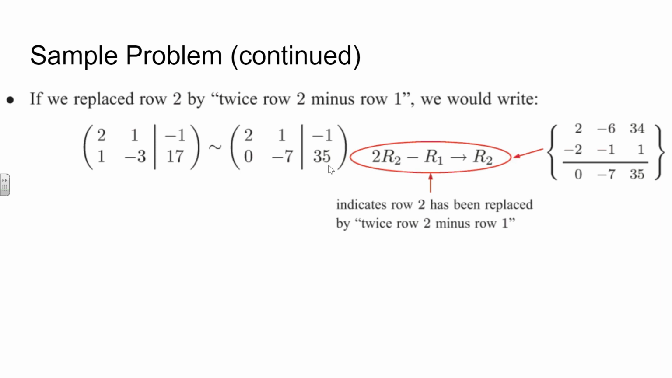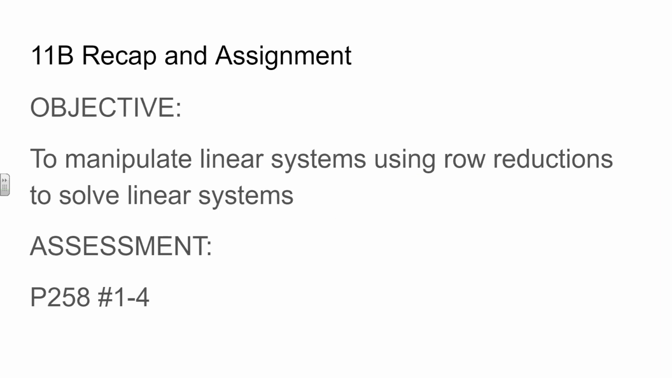Now, the reason that this particular row operation is very valuable to us is because now I can look at it and say, oh, this is 0x minus 7y equals 35, which is the same thing as saying negative 7y equals 35, and therefore we have it such that y is going to equal negative 5, and we can plug back in to find the x value as well.